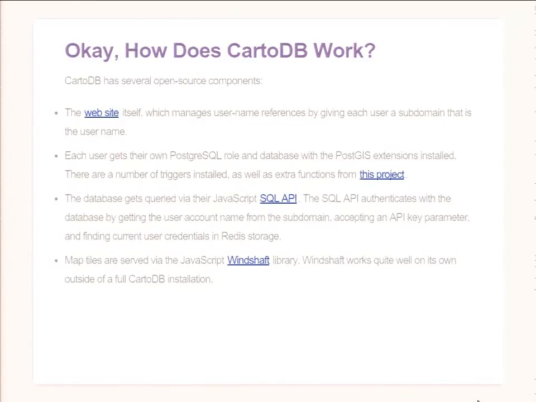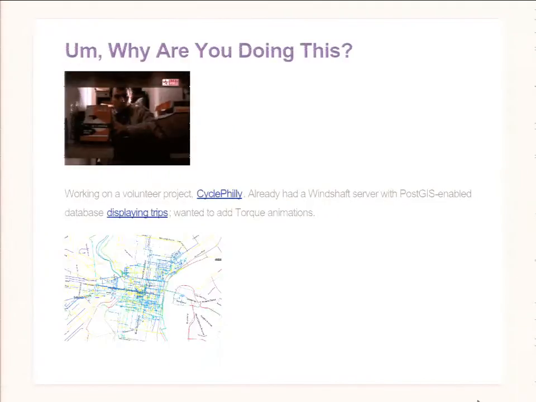And then there's the SQL API that gets used internally for querying things. Whenever you put a query into the interface, that's what it's using. And then there's the Windshaft library that's actually rendering the tiles for you. And Windshaft is really easy to use by itself outside of the larger stack. The other aspects of the CartoDB stack are fairly tightly integrated, sort of depend on having one another around.